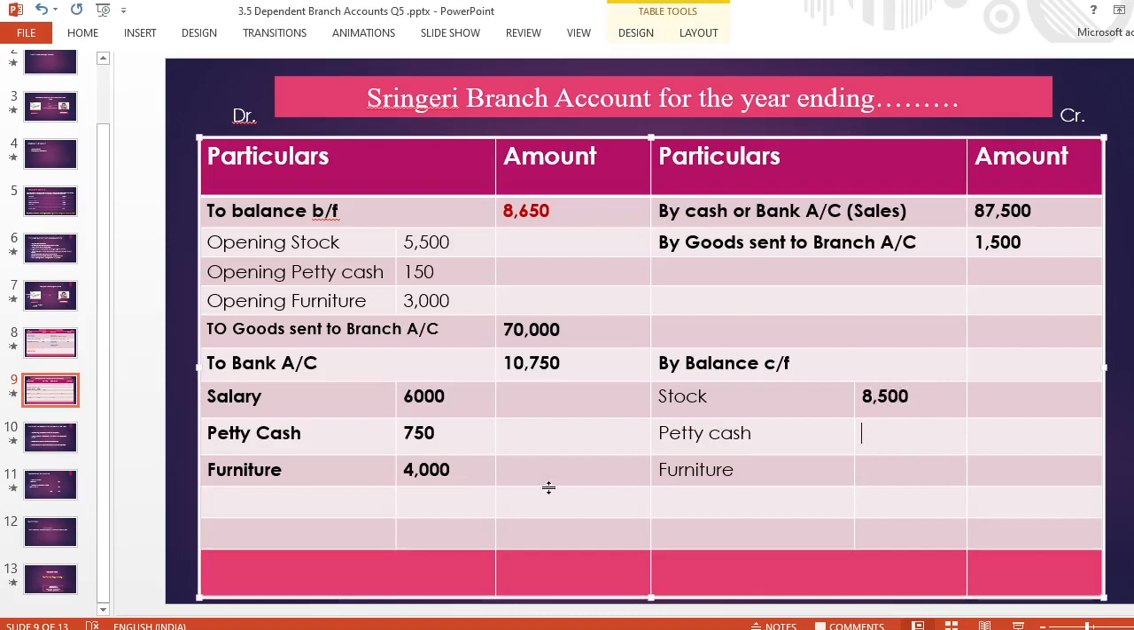And petty cash I need to check. So here opening petty cash was 150 and cash sent by the head office for expenses 750, and I should record the closing petty cash. So you should remember it's under imprest system. Under imprest system, opening petty cash and the closing petty cash will be same. So it is again 150 rupees. And for furniture, I should consider the depreciation.